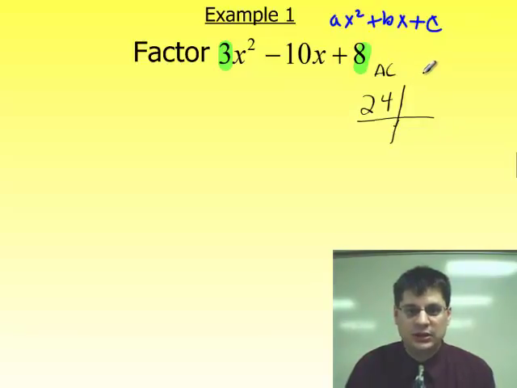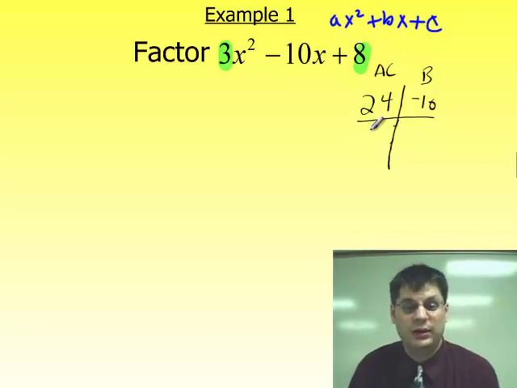And so this is a times c, and here is our b value. In this column I have my b value, which in this case is -10. So what I'm looking for are multiples of 24 that add to -10. So it works kind of the same way, except we're having to multiply a with c, whereas we didn't have to do that before. Well, we were still doing it, but it was just with 1.